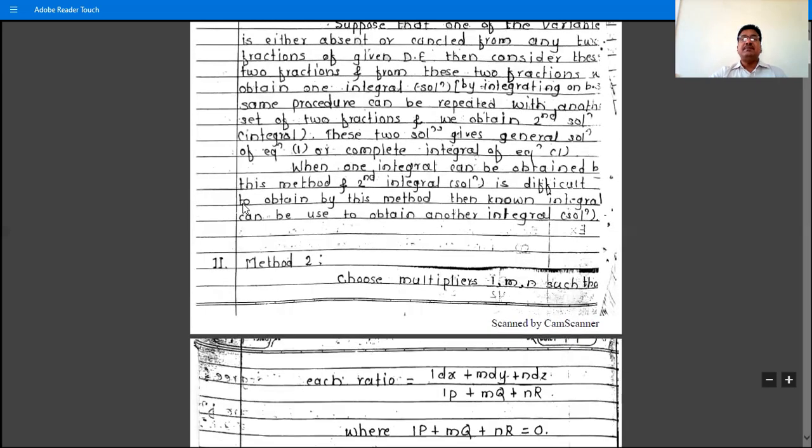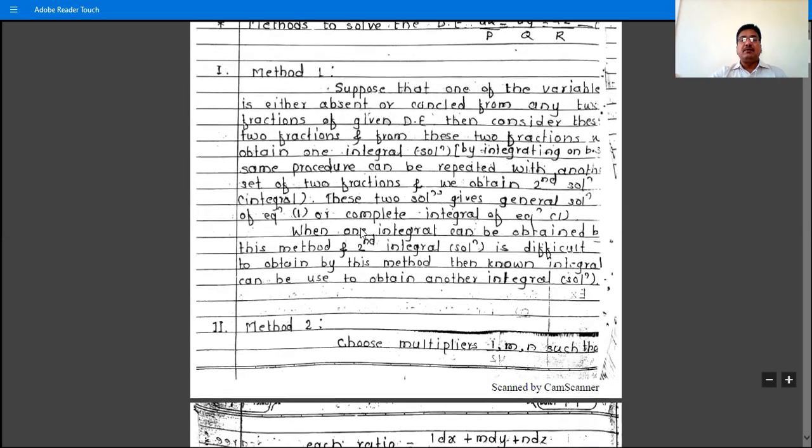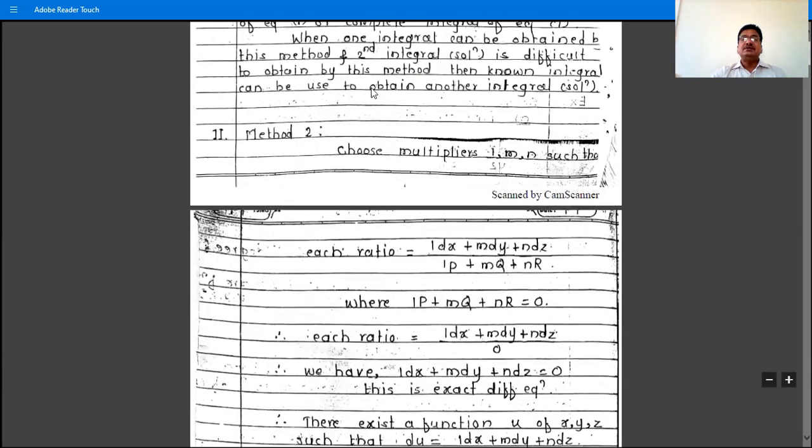So this is the sub method of method number one. This is the main method, and this is the sub method. That is, in order to find the second integral, the second solution, use the first obtained integral or solution. So we say it is a sub method of method number one.